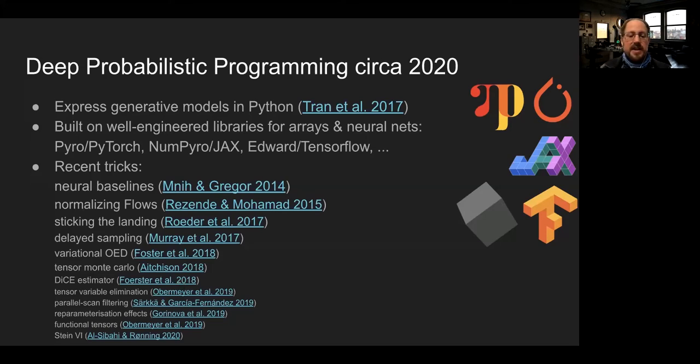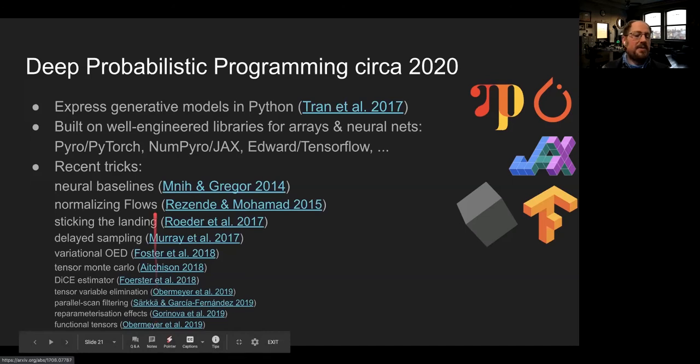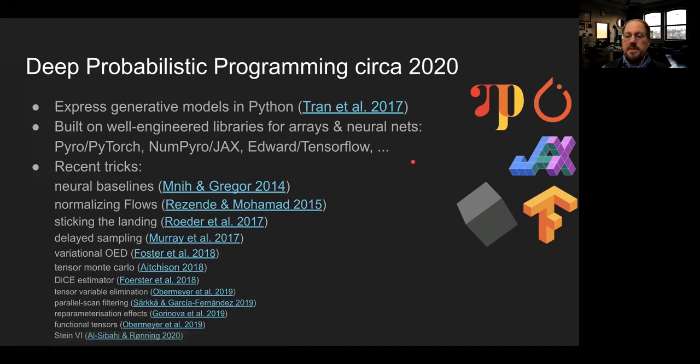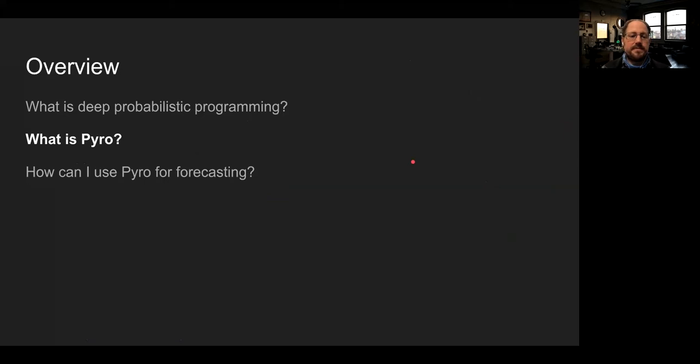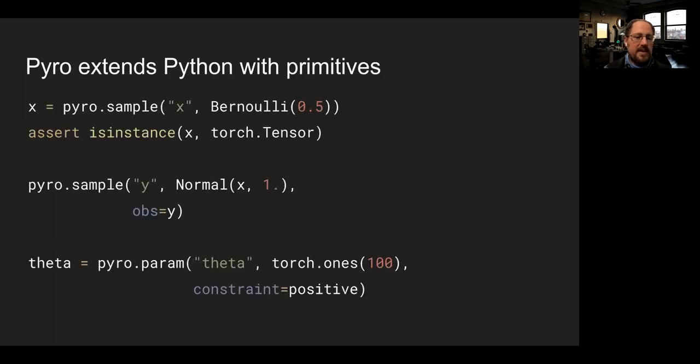And in the last 5 years, there have been a number of important advances in probabilistic machine learning. And these are really important for actually getting inference to work on actual problems. And we've built those into these probabilistic frameworks. Okay, so now I'm just going to quickly run through what Pyro syntax looks like.